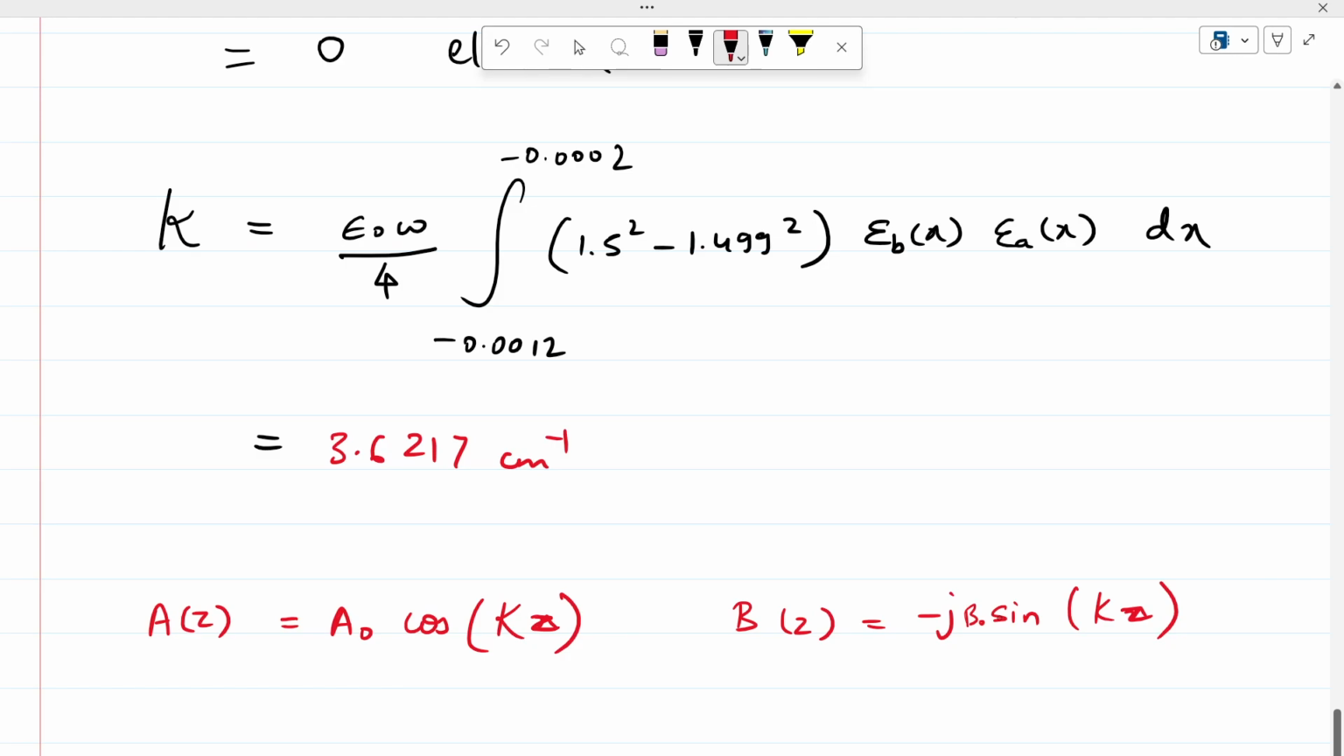Similarly, just like we found out last time, we can also find out the power values, and then we'll again see that they will vary sinusoidally with z.